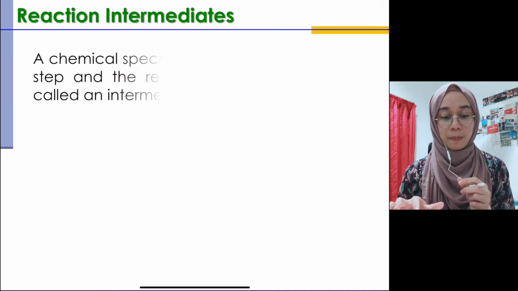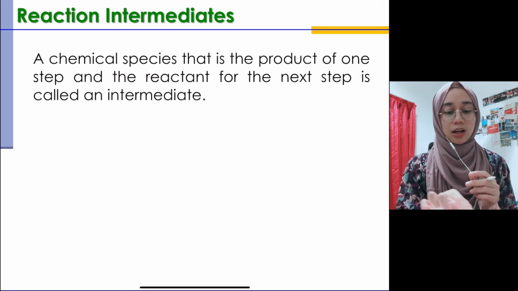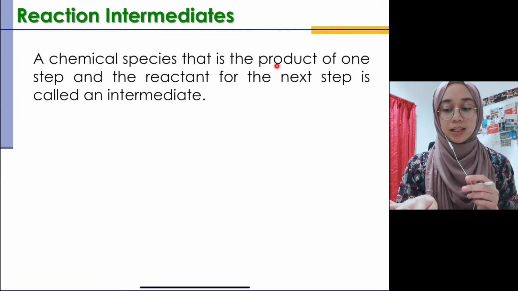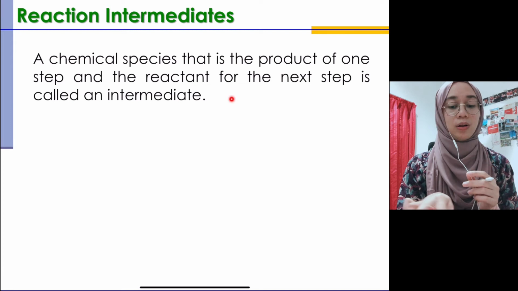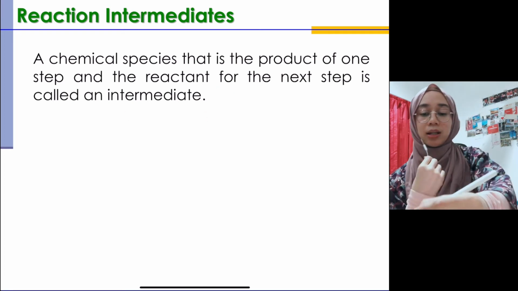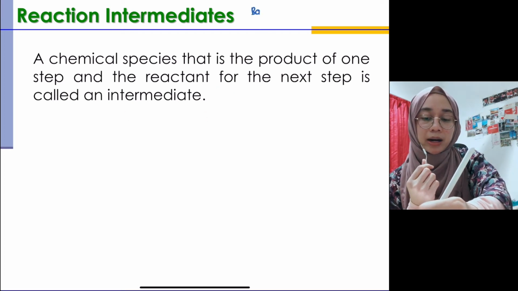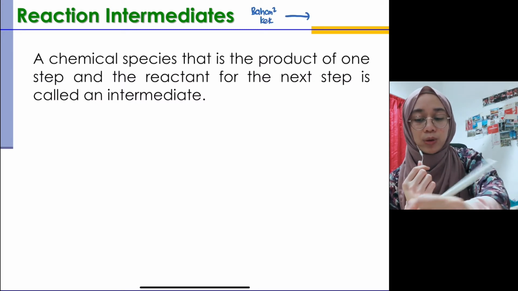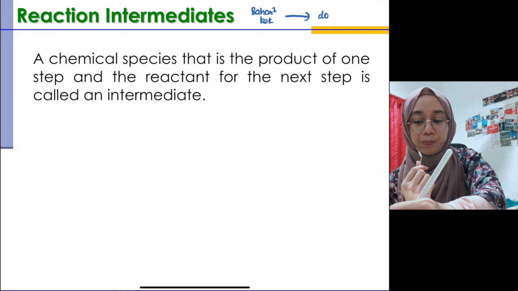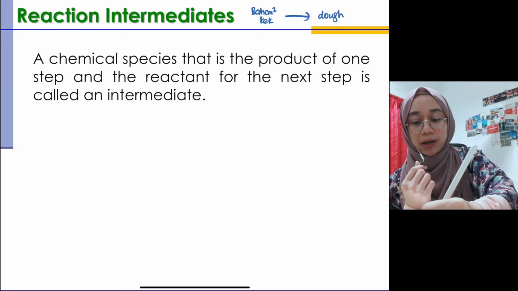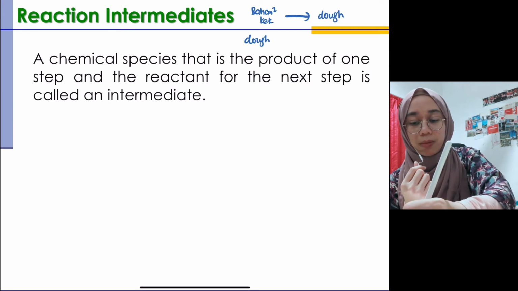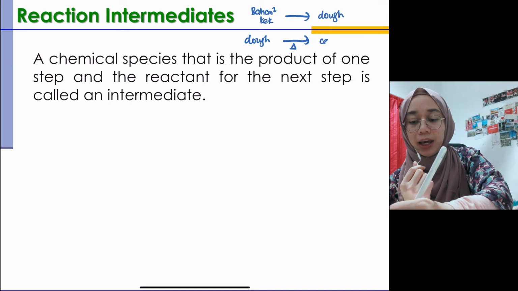So kalau kita tengok apa yang dimaksudkan dengan reaction intermediates ni, a chemical species that is the product of one step and the reactant for the next step is called an intermediate. So maksudnya tadi, let's say daripada bahan-bahan cake, bila kamu mix together, kamu dapat dough. Okay, cake mixture tu tadi. And then daripada dough ni tadi pula, kamu bakar. Okay, so with heat, kamu akan dapat cake.